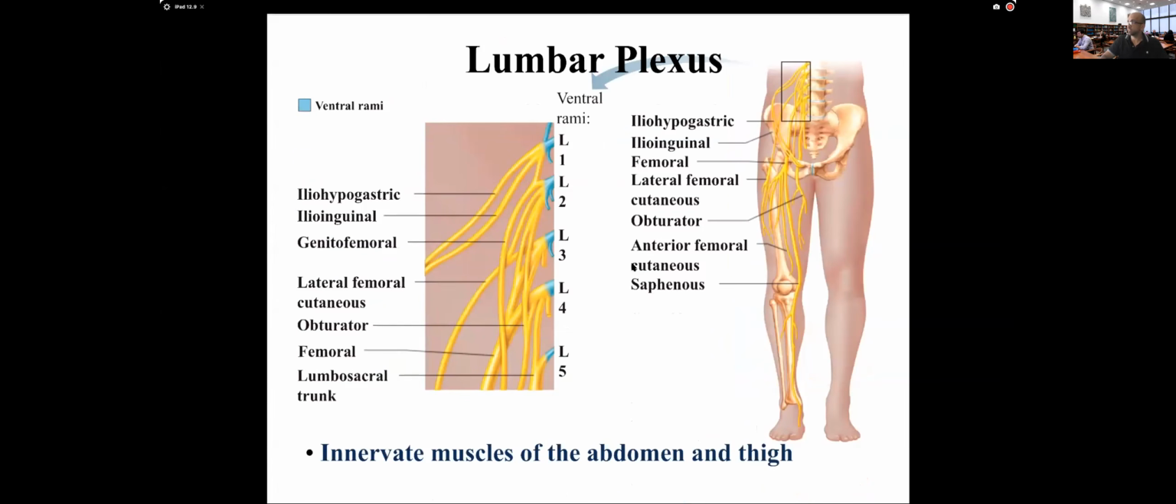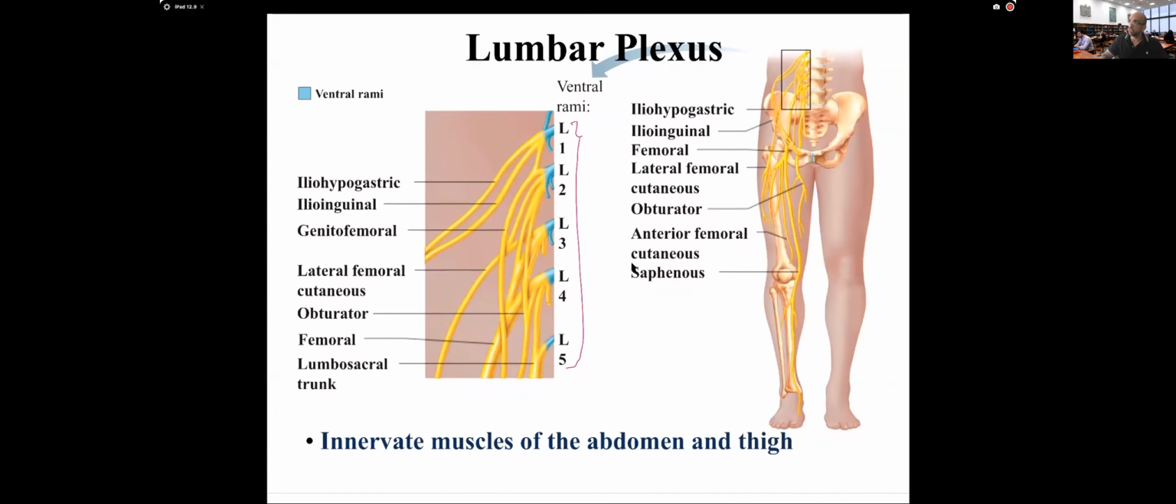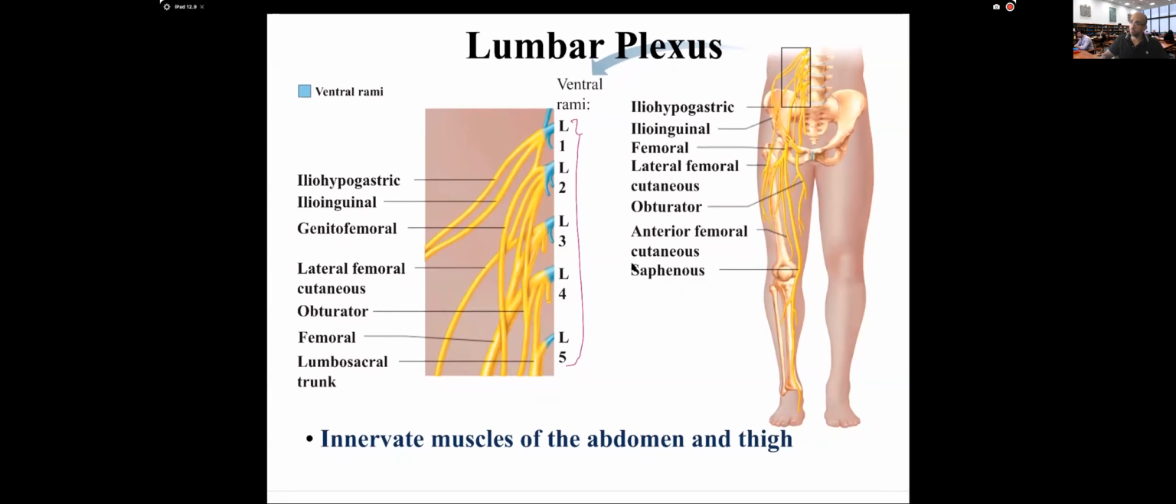Lumbar plexus is going to be formed by the ventral rami from L1 to L5, and the nerves that are coming from the lumbar plexus will be responsible to innervate the muscles of the abdomen and the thigh.